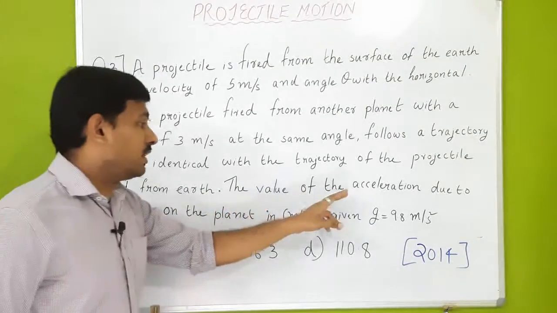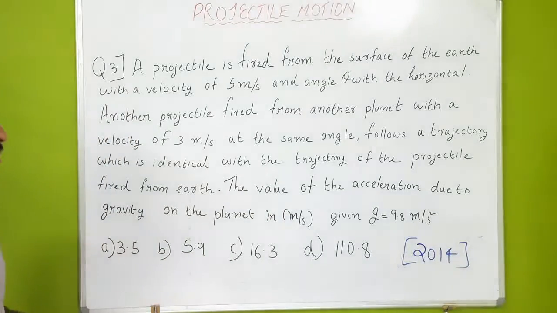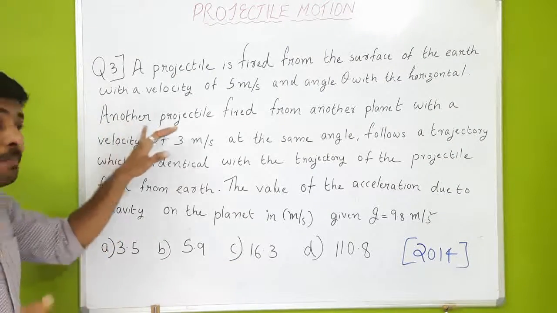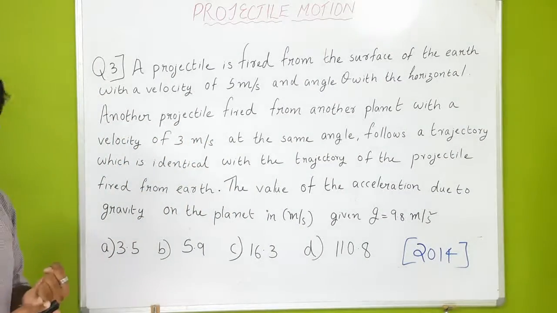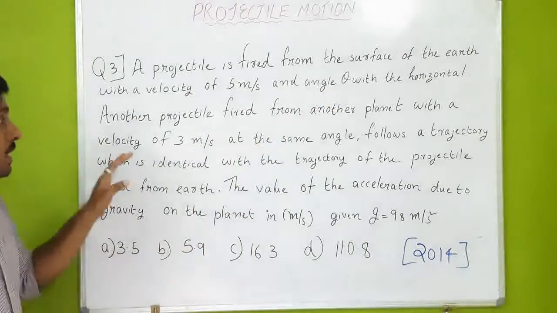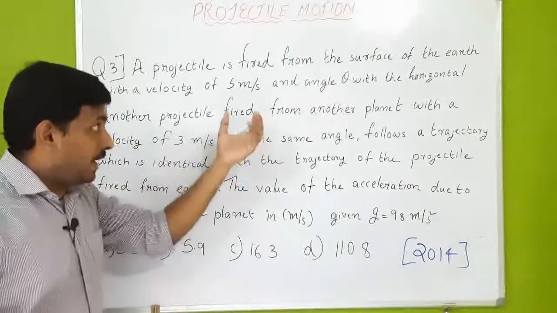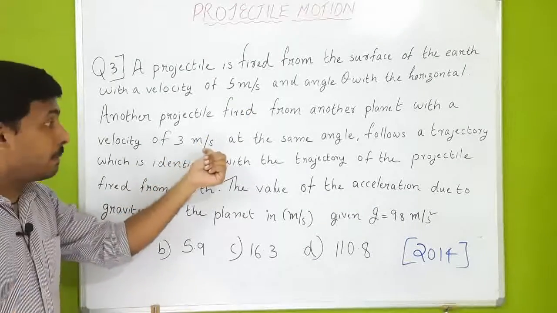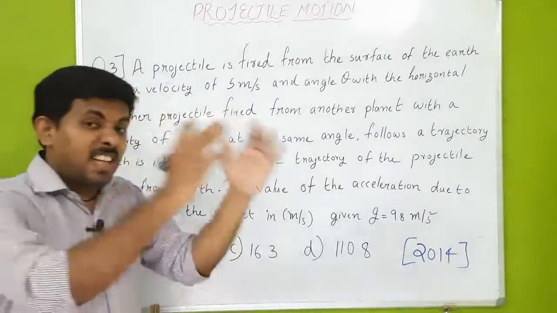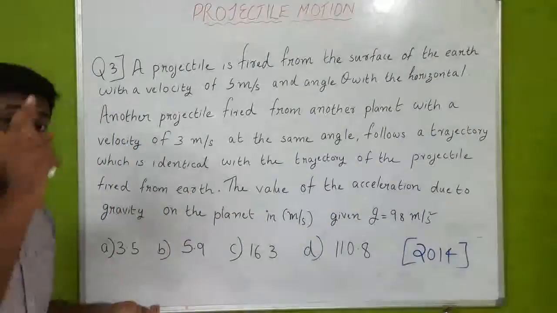Then the value of acceleration due to gravity on the planet in meters per second squared. Therefore we have to find out the acceleration due to gravity at the planet from where the second projectile is fired. So we have two projectiles, one that is fired from the earth with initial velocity of 5 meters per second, angle of projection theta. The second projectile is projected from another planet, not from earth. It is fired at the initial velocity of 3 meters per second and the initial angle of projection is theta itself, and both follow the same trajectory. Then we have to find out the acceleration due to gravity on that planet.